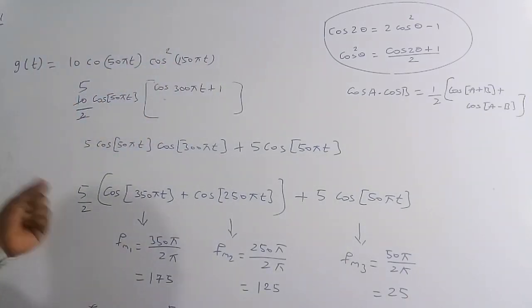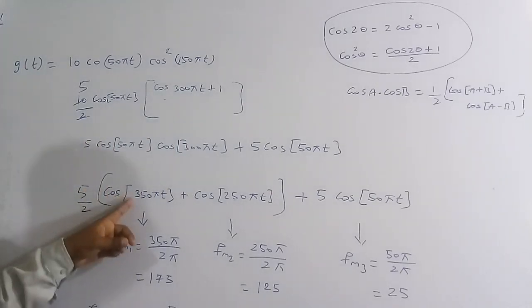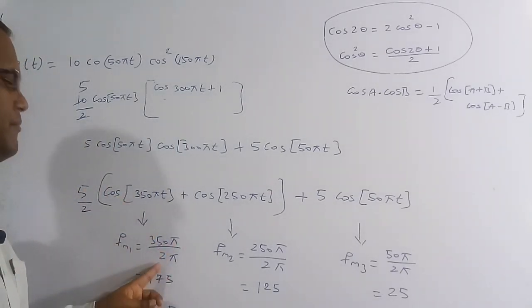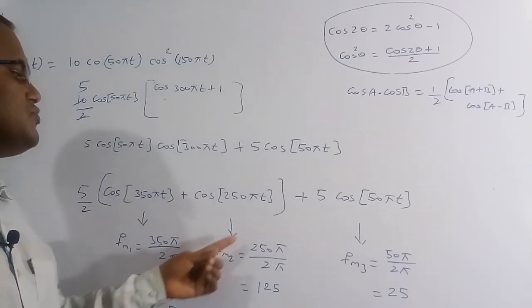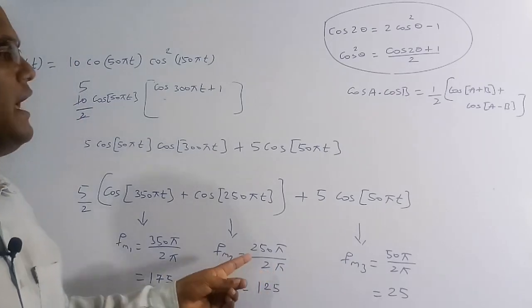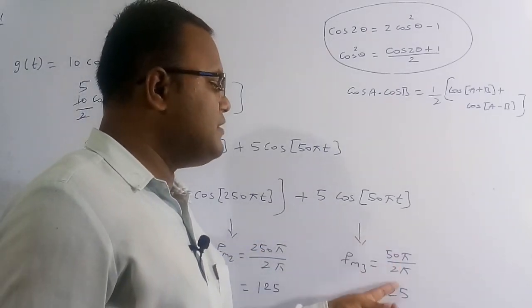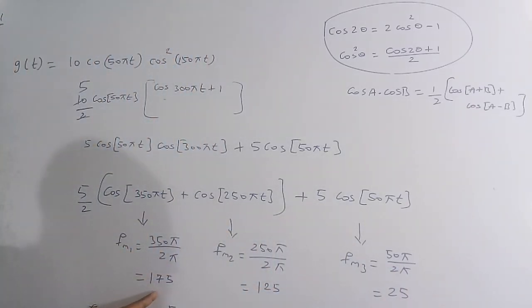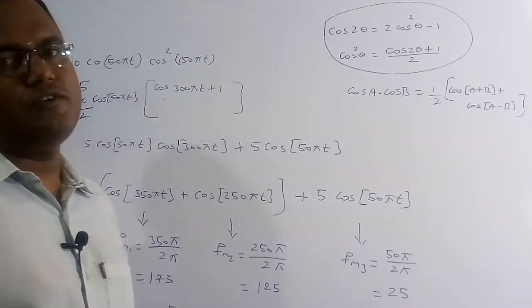I want to figure out the frequency of each individual signal. Let me take the message signal 1 frequency, which is FM1 equal to 350 pi by 2 pi, the frequency of the second signal FM2 equal to 250 pi by 2 pi, and the frequency of the third signal FM3 equal to 50 pi by 2 pi. After simplifying, FM1 is 175 Hertz, FM2 is 125 Hertz, and FM3 is 25 Hertz.